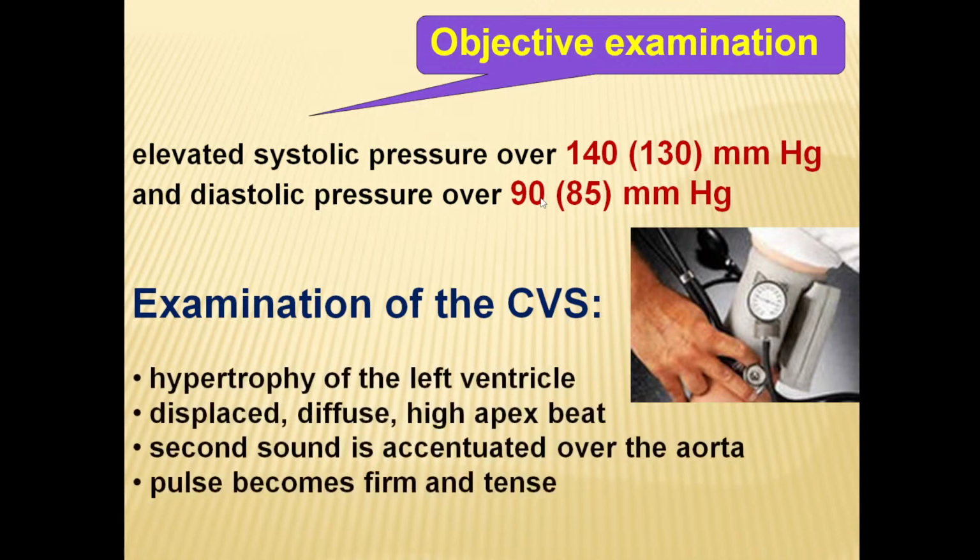Then, examination of the cardiovascular system. From the second stage we'll reveal hypertrophy of the left ventricle as a compensatory response to more forceful contraction, because it must push blood against high blood pressure. As a result, the apex beat is displaced and becomes high and diffuse. After some time, we can reveal an accent of the second sound over the aorta, and the peripheral pulse on the radial artery becomes firm and tense. These are cardiovascular indices of arterial hypertension, specific to the examination of the patient with hypertensive syndrome.